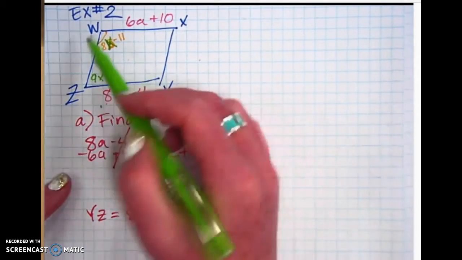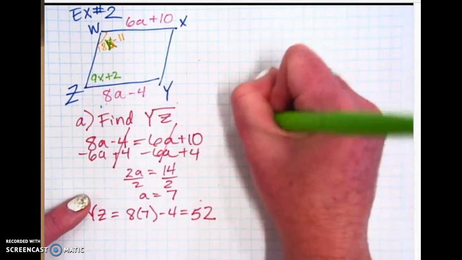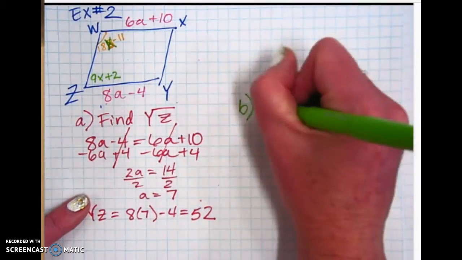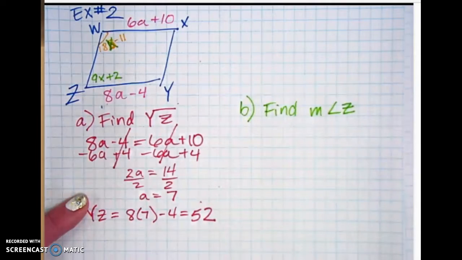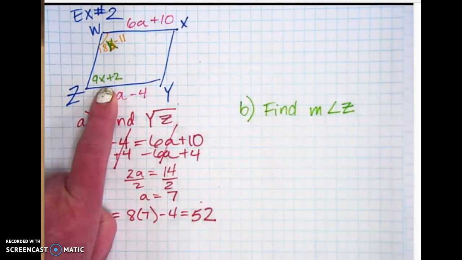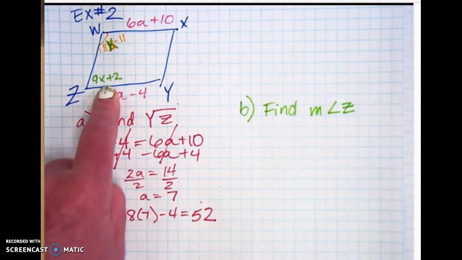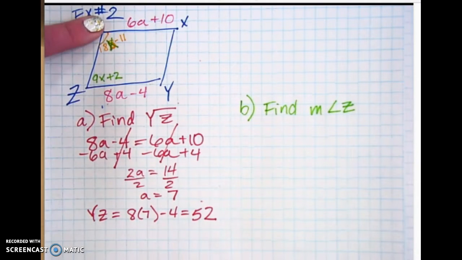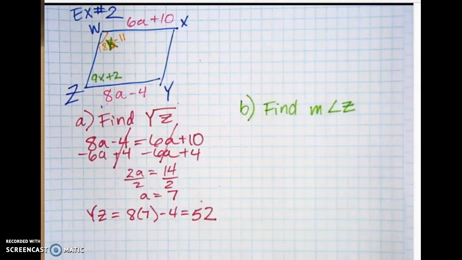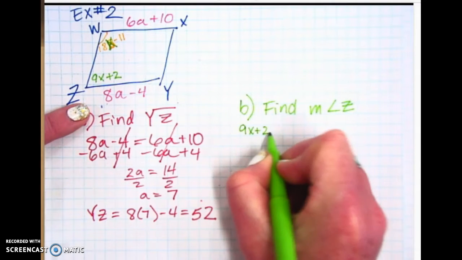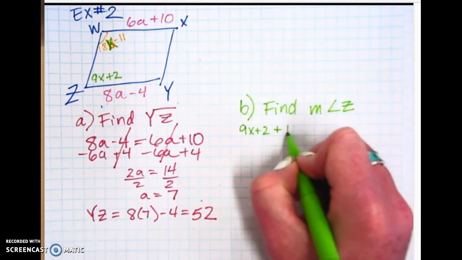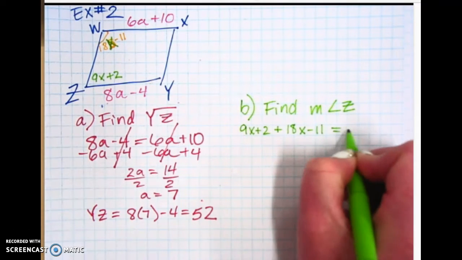Okay? Now let's try the angles. So this is part B. This one, we want to find the measure of angle Z. So Z is this one right here, which is labeled 9x plus 2. So you have to determine if the other angle that's labeled is opposite or consecutive. If it's opposite, you set them equal to each other. If it's consecutive, you do what? Add them up to 180. So we're going to say 9x plus 2 plus 18x minus 11 equals 180.